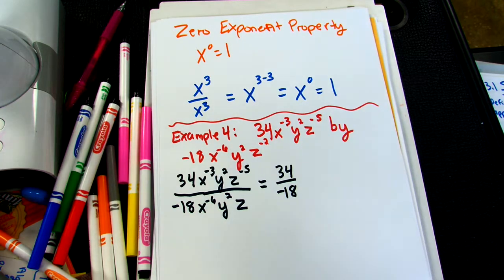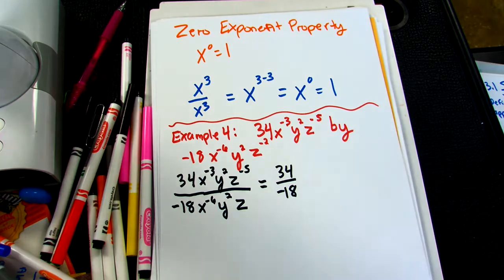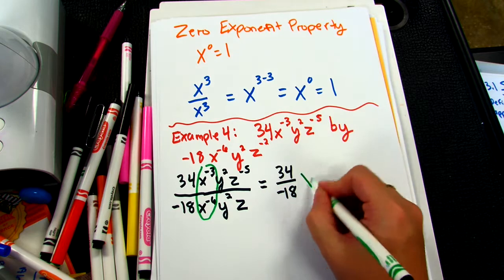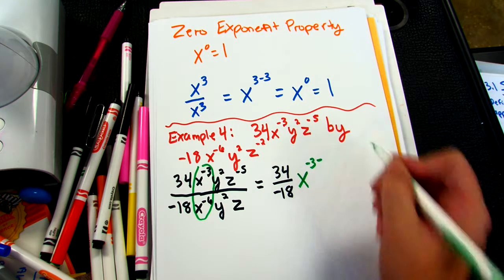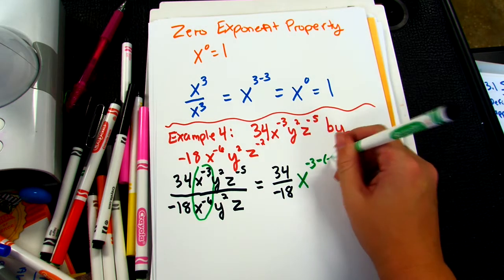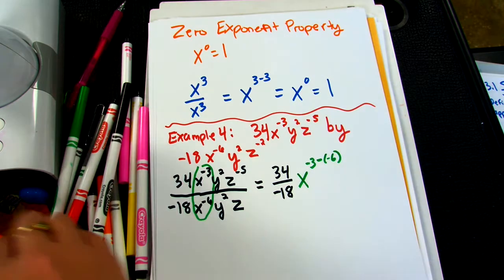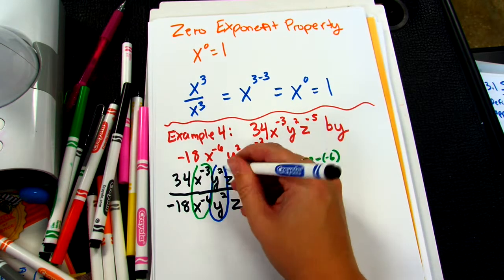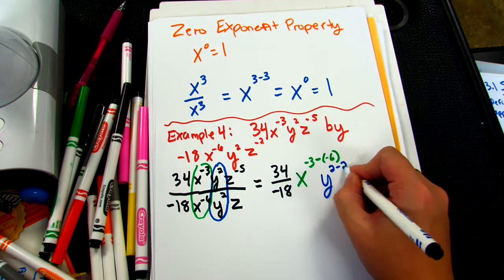So for our x's, we have x to the negative 3 minus negative 6. Okay, and then for our y's, we have y to the 2 minus 2.